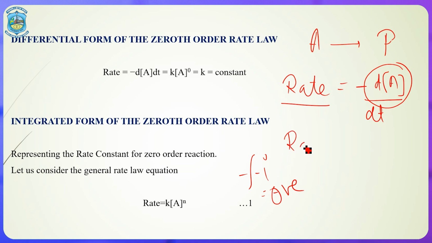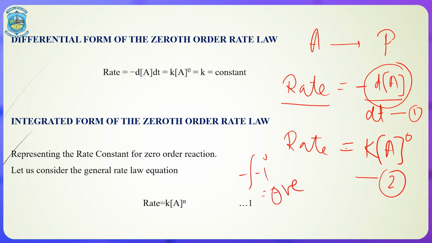Also rate can be expressed as K, the rate constant, and concentration of A, which is raised to the power 0. Now why is this raised to the power 0? Because this is a 0 order reaction, which means that the rate of this particular reaction will not be dependent on how much amount of A is taken. Now I am getting these two equations. Suppose this is my equation 1 and this is my equation 2.